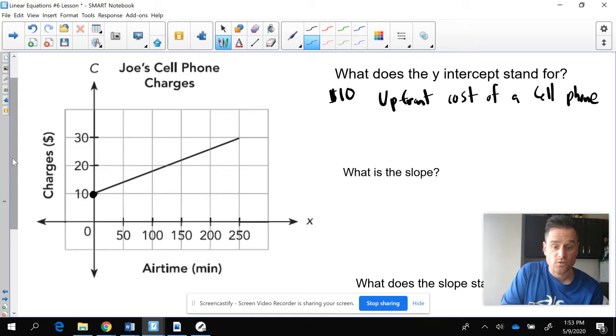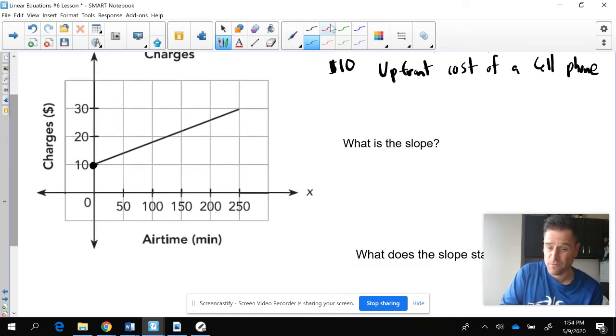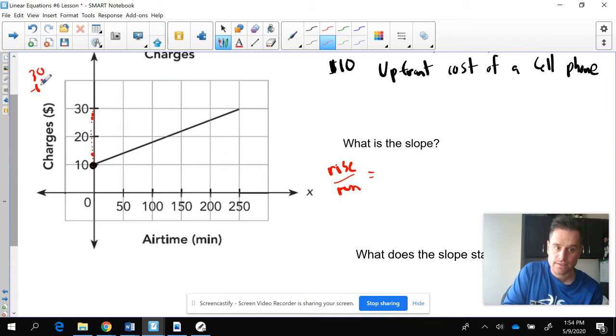The second question is, what is the slope? And remember from our very first lesson, how do you find slope? It is going to be rise over run, where the big thing I don't want you to do, a lot of people think that the rise is 30 here. The rise is not 30 just because that's the number 30, we went from 10 to 30. So 30 minus 10 is 20. The rise is 20.